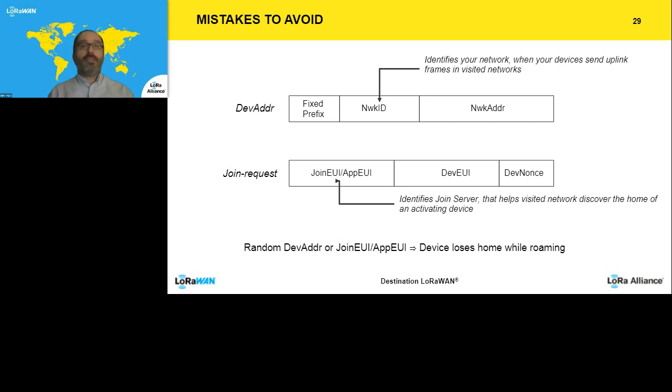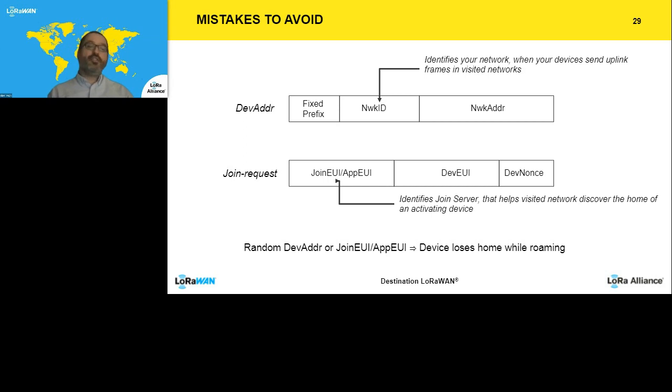So that means when assigning device addresses to your devices, you have to make sure you form the device address using the network ID based on the NetID assigned to your network by the LoRa Alliance. You shall not use randomly chosen device addresses.